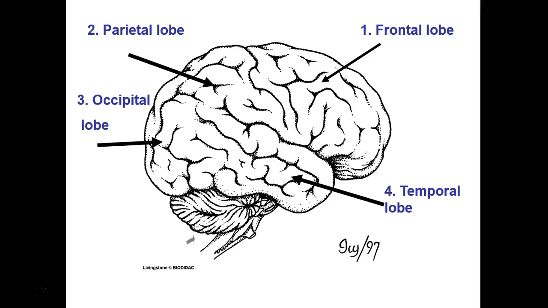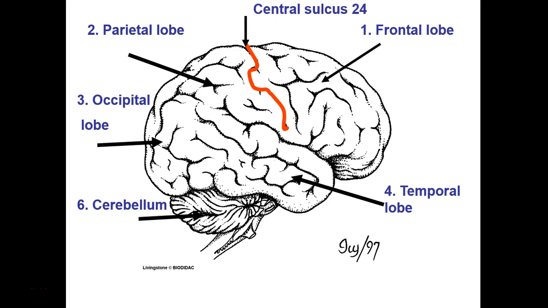So there are some definite structures that are going to divide these lobes, but before we look at those, let's go ahead and label that cerebellum again. Even though we've already recorded it on our box, we can go ahead and label it again on this picture. Now here is the first deep sulcus that I want to point out. This one separates the frontal and the parietal lobe. It is called the central sulcus. So central sulcus would be number 24.